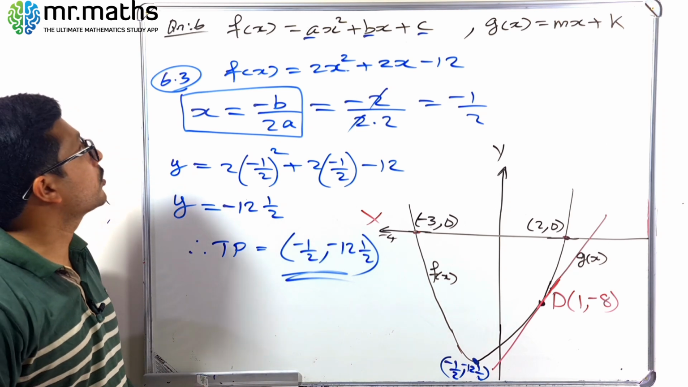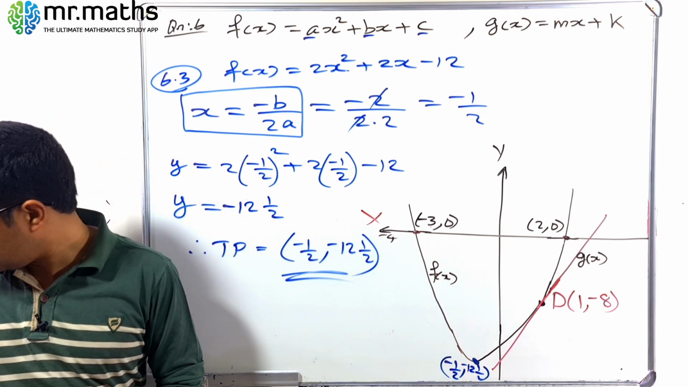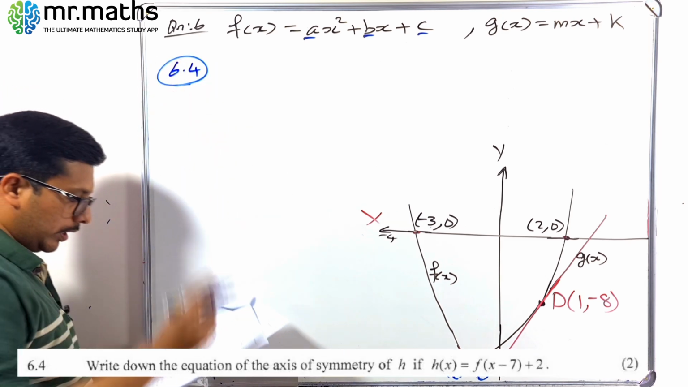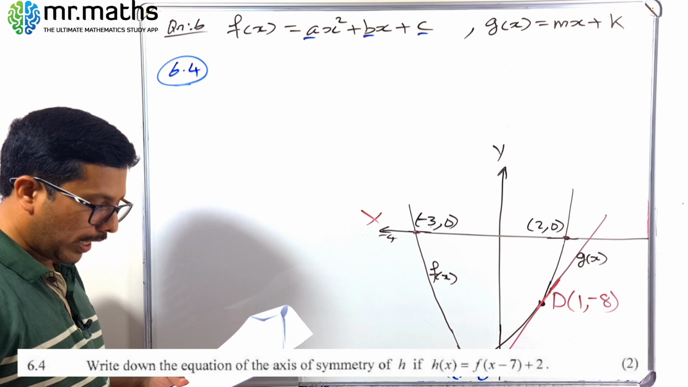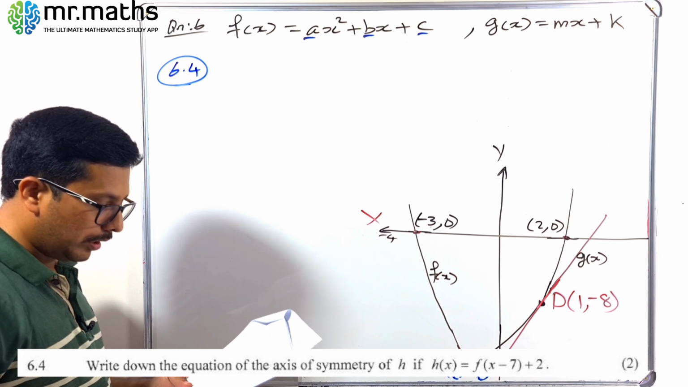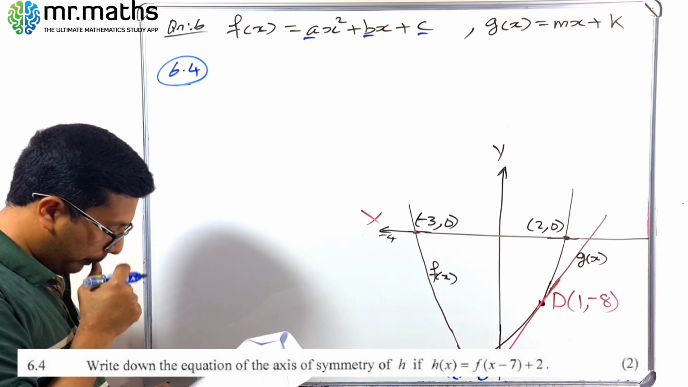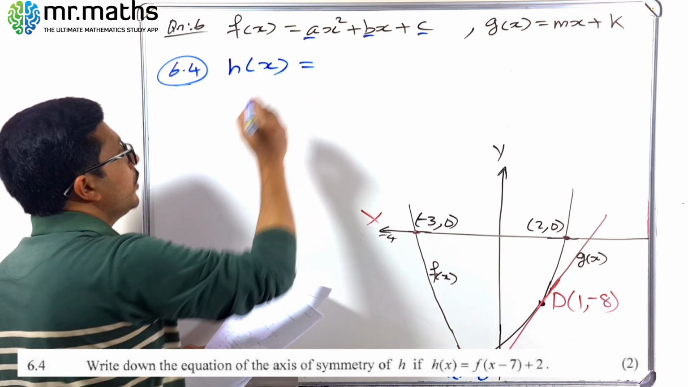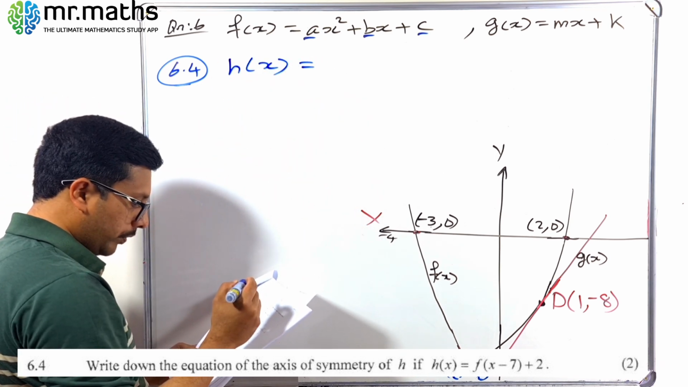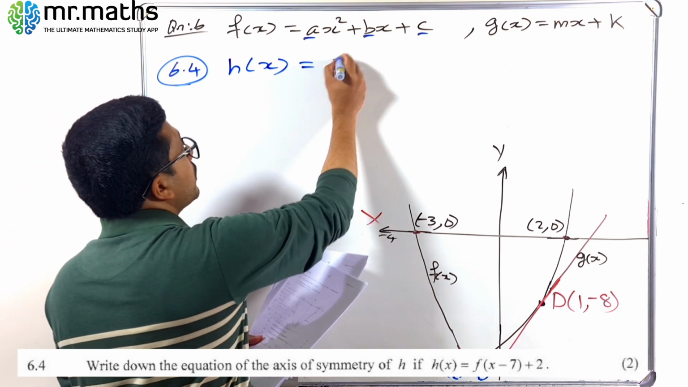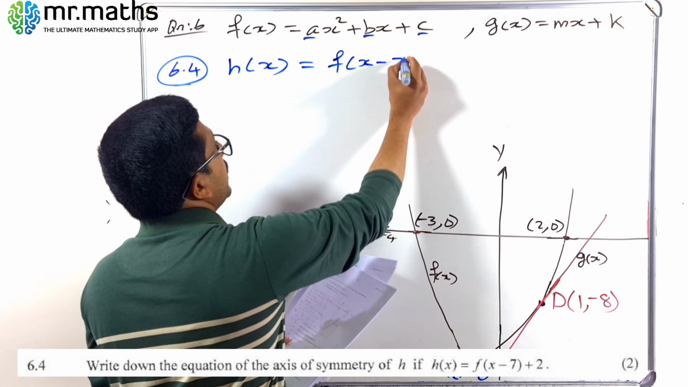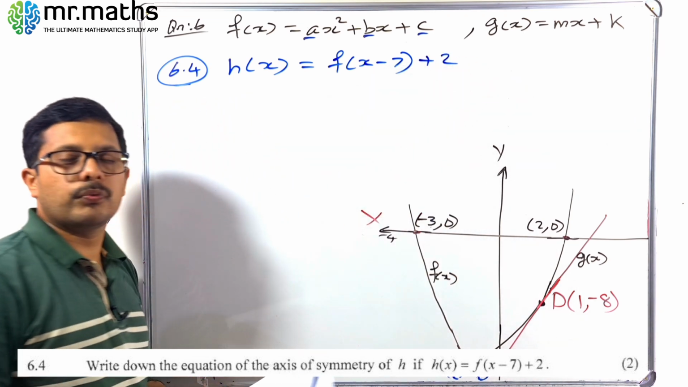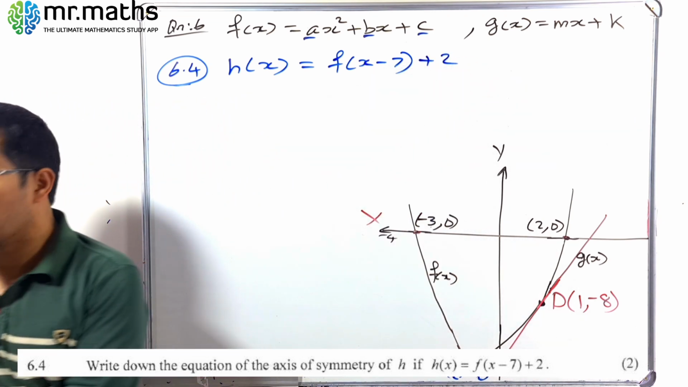Now let's move to question number 6.4. What is that question? Write down the equation of the axis of symmetry of h if h of x is equal to f of x minus 7 plus 2. You have to find the equation of the axis of symmetry.